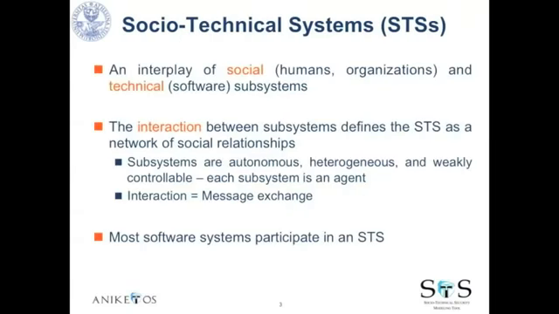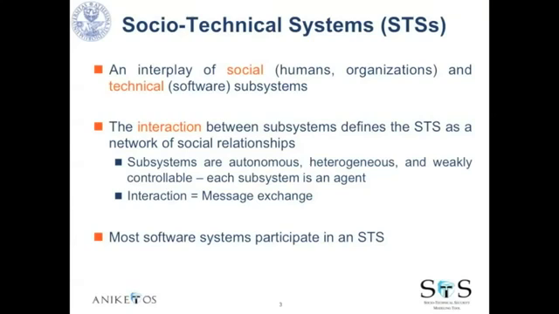So when we say socio-technical systems, we actually mean an interplay of social, meaning humans and organizations, and technical software subsystems. And the core of how a socio-technical system works is that it is based on the interaction of these involved subsystems. And these interactions define the system in terms of a network of social relationships, as we said, social dependence. The thing is that for a socio-technical system to be reliable and efficient, you have to help its participants achieve their desired objectives. And to do that, we need to ensure that their interaction is actually robust and reliable.